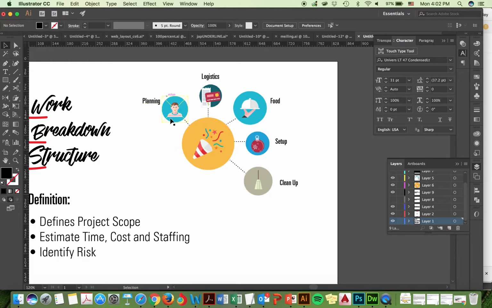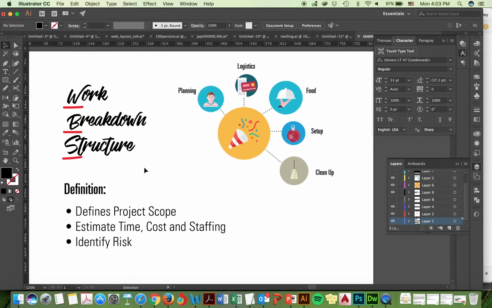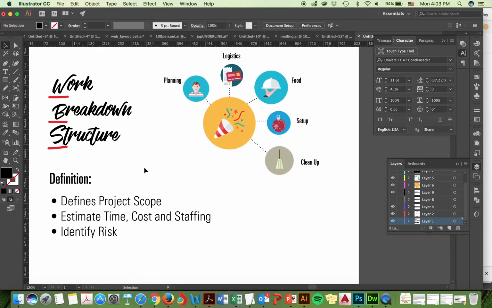So let's say someone will take lead in planning, and then someone will do the logistics, and then you have to think about food, and then set up, and then clean up. So you have the broad tasks put down already. You need to actually break it further down by thinking of what are the subtasks under this main task. So when we talk about work breakdown structure, it is a very systematic structure. Usually we use an Excel spreadsheet to do it.